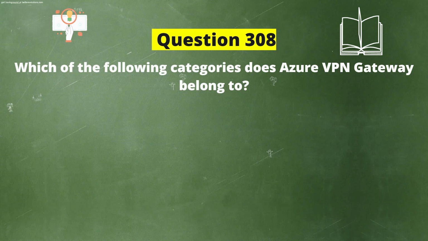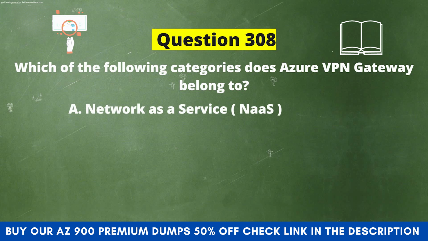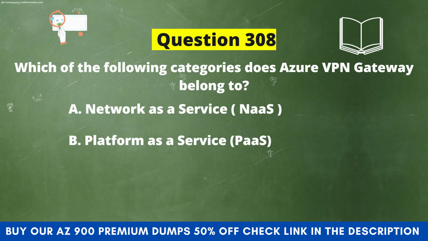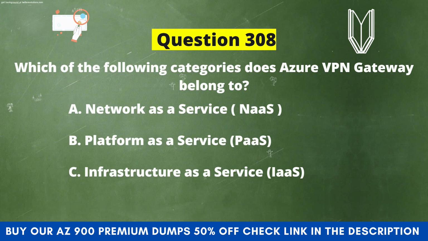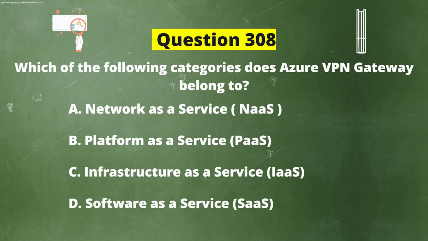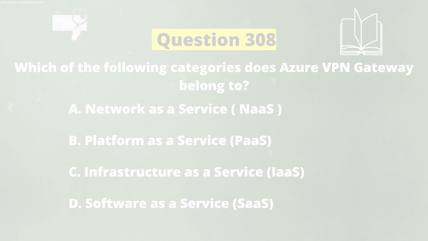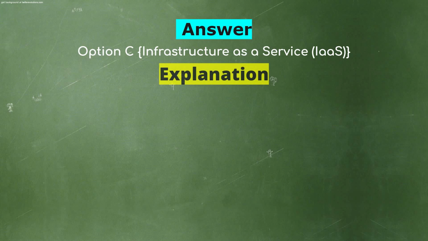Next question. Which of the following categories does Azure VPN Gateway belong to? And the options are A. Network as a Service, NaaS, B. Platform as a Service, PaaS, C. Infrastructure as a Service, IaaS, option D. Software as a Service, SaaS, and the correct answer is option C. Infrastructure as a Service.